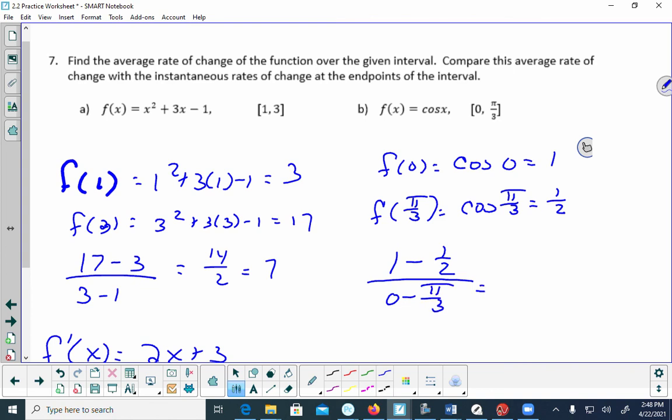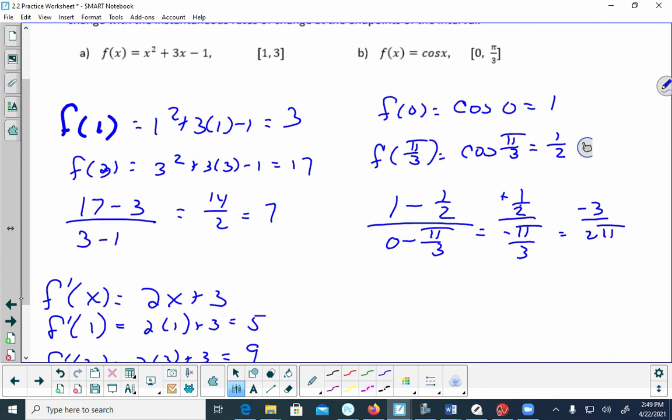And when I do that, I get positive 1/2 over a negative pi over 3. Multiplying by the reciprocal, I end up with a negative 3 over 2 pi. So that's the average rate of change between the endpoints. Now I'm going to find the instantaneous rate of change.